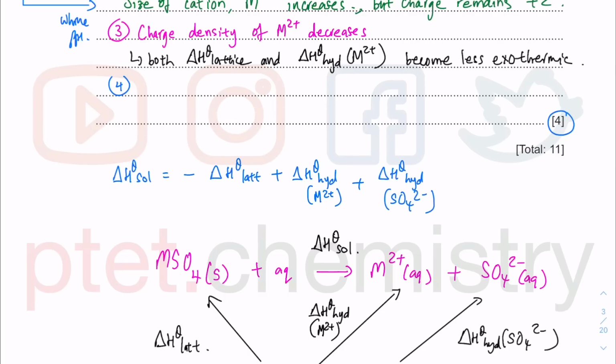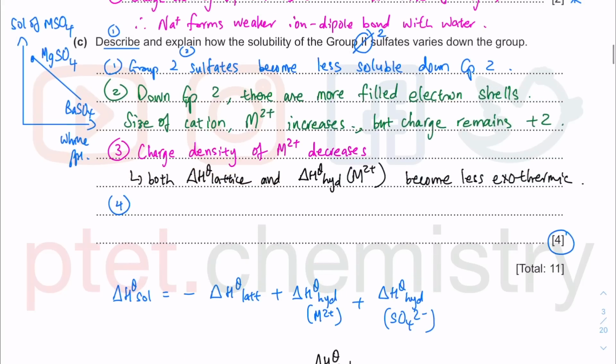Having done that, we can go back to our essay. We know that these group 2 sulfates become less soluble. So that means the enthalpy of solution will become more positive. That means more endothermic. So therefore, the delta H solution becomes more endothermic, which means it becomes more positive. That's why it becomes less soluble. It becomes harder to dissolve it. Or you can say it becomes less exothermic. I think it is slightly easier for us to think of it in terms of more endothermic.